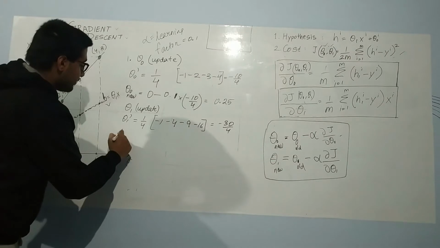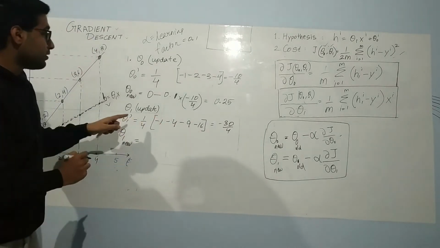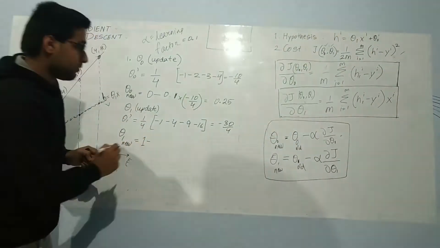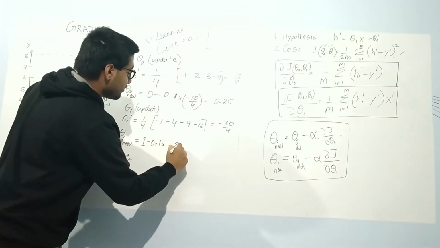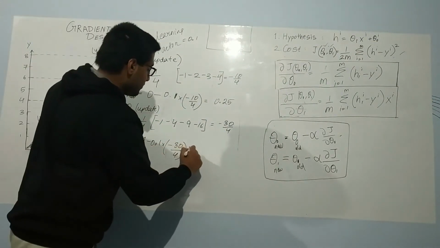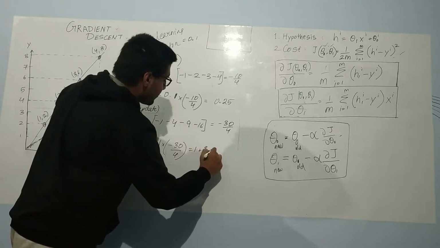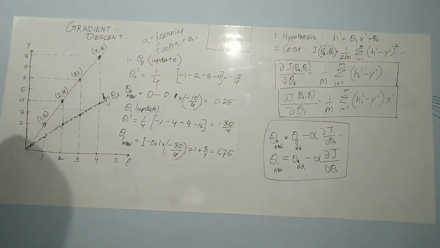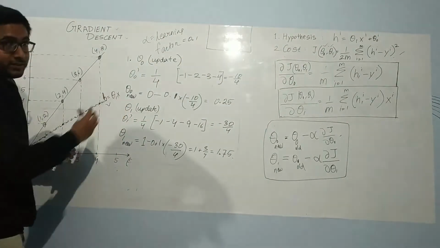And for theta 1 new equals theta 1 old, that's 1, minus alpha, that's 0.1, into minus 30 by 4. That's 1 plus 3 by 4, that is 1.75, right? So we have got our updated new theta 1 and theta 0 values.